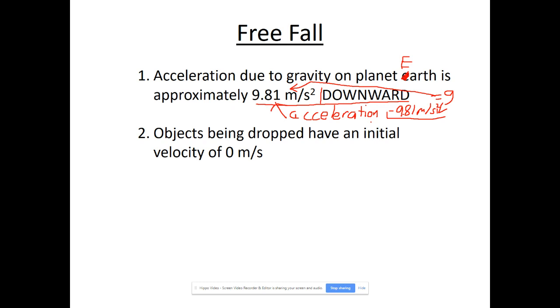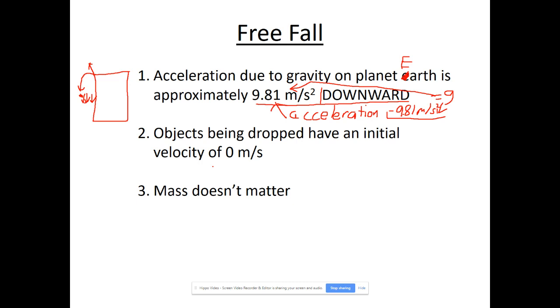Two, another thing we need to know. Objects being dropped have an initial velocity of 0 meters per second. That makes sense. Again, if we go back to Spider-Man on the building, and he doesn't jump in the air, but he just kind of falls off the building to do a superhero landing, his initial velocity is 0. Then as gravity pulls him down, he's going to speed up, and he's going to keep speeding up. That's what gravity does. It accelerates you from 0. So keep in mind, objects being dropped have an initial velocity of 0 meters per second.